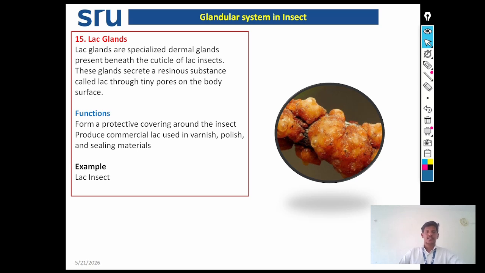Lac gland. Lac glands are specialized dermal glands present just below the cuticle in the lac insect. This gland secretes a resinous, gummy substance known as lac through tiny pores onto their body surface. This is the lac. The secretions form a protective covering around the insect, and produce commercial lac, which is used in varnish, polish and sealing materials. Lac glands are generally there in lac insects.